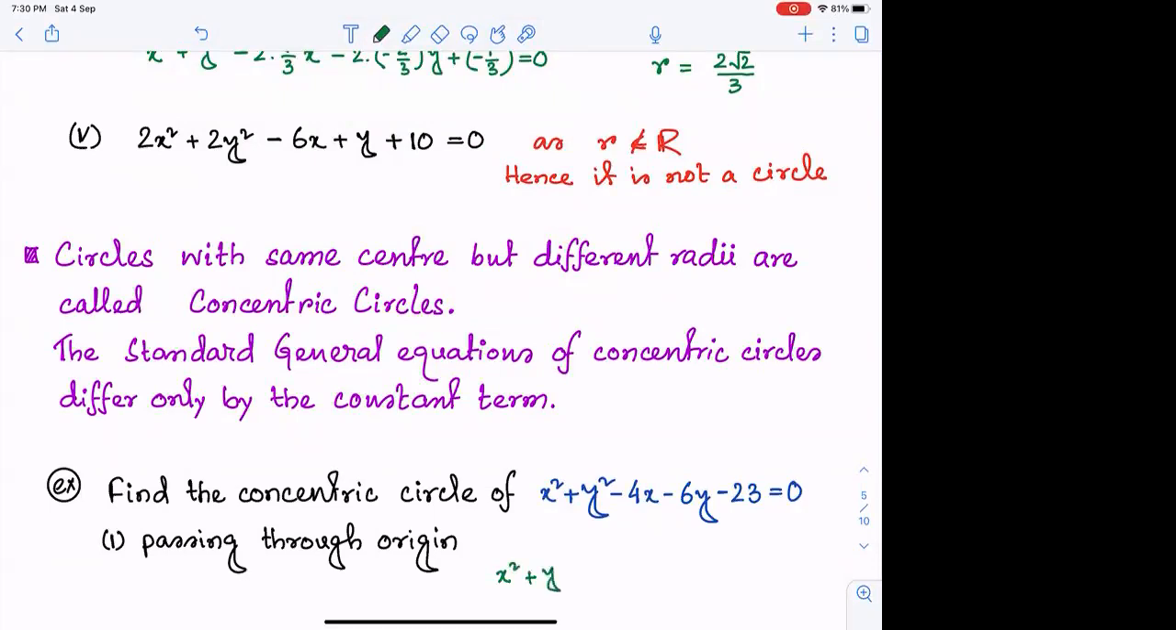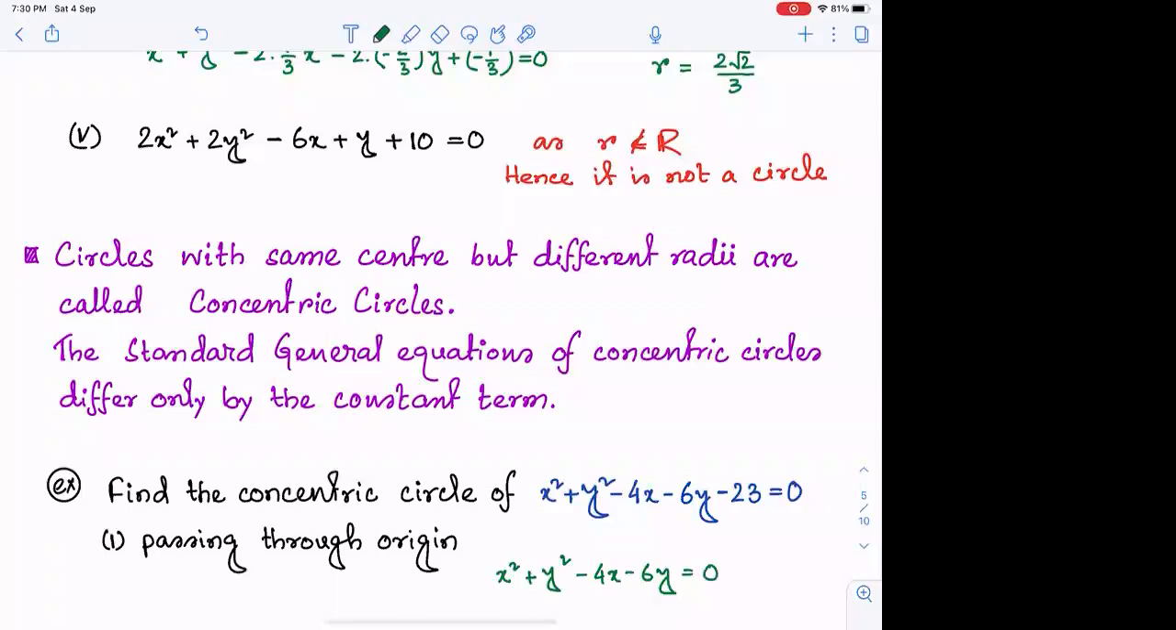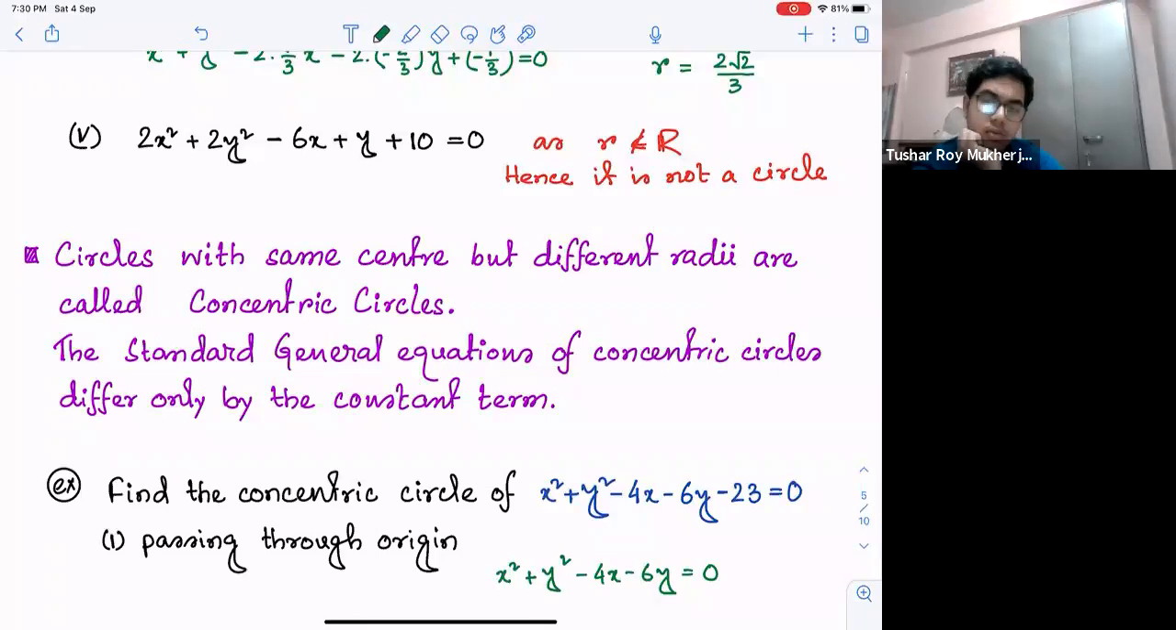Anyone? x squared plus y squared minus 6 is equal to 0. Sir, the last term will vary. Only the last term will vary. And we do have the information that the circle is passing through origin. So what will be the constant term now? The 0. Zero.